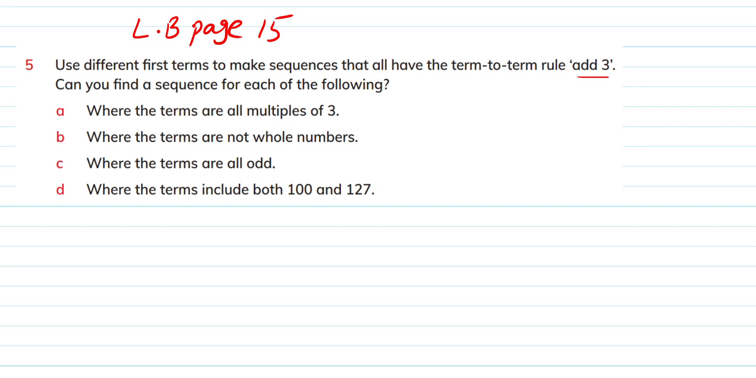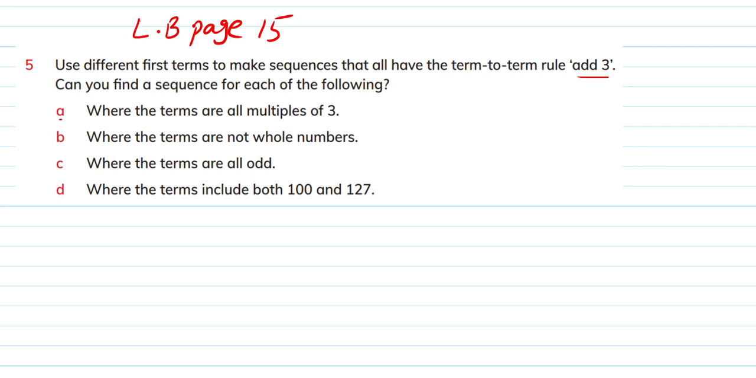Okay, there are situations given to you here, we will do them according to the situation. But what will be common in all these sequences is that to make the sequence you have to add 3. And every sequence should have a different first term. Got it? Now the question is asking you, like in part A, can you find a sequence for each of the following?